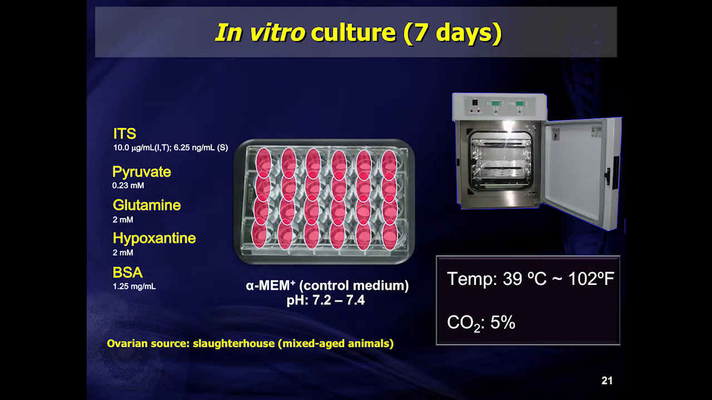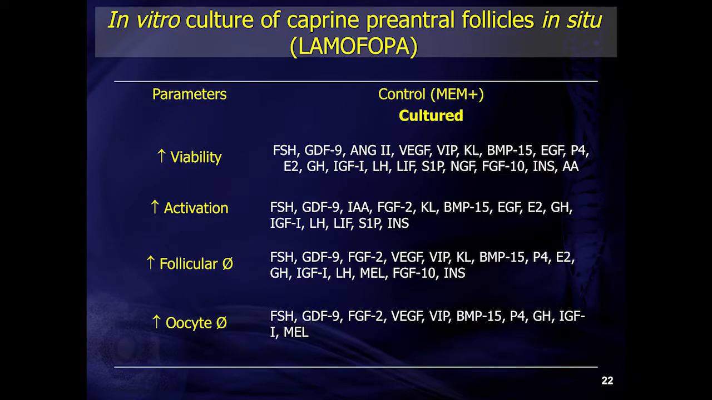Basically, ovarian tissues from slaughterhouse material have been cultured for 7 days at 39 degrees Celsius in 5% CO2 in air in a modified minimal essential medium. This table summarizes the main results of the test. As you can see here, the addition of all these factors individually to a control medium significantly improved, in a concentration-dependent manner, follicular viability, activation, and growth.